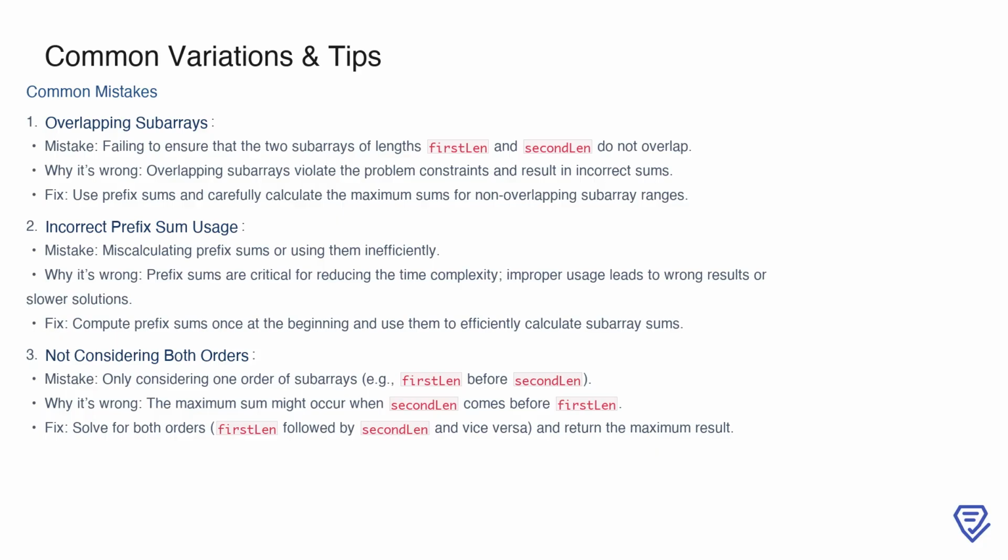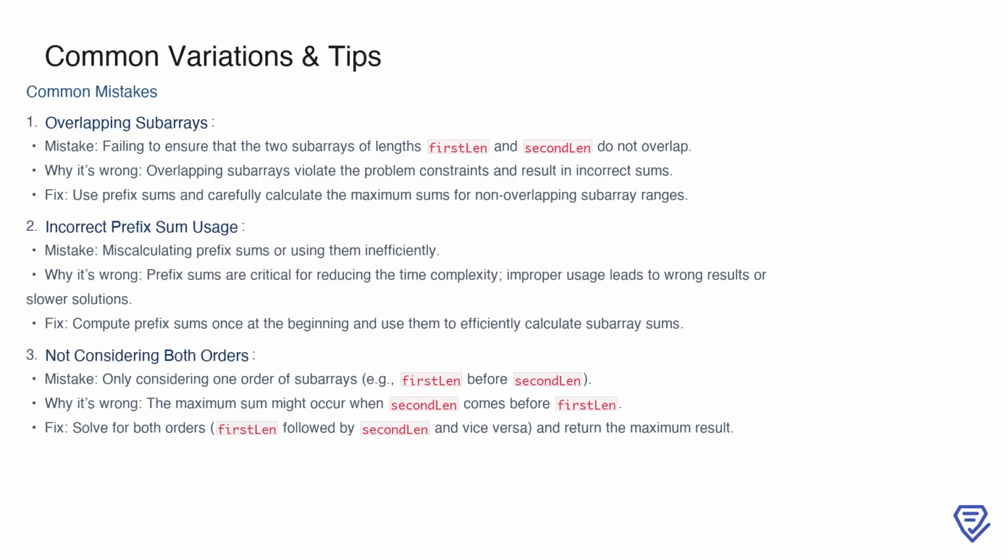One major issue is allowing the two subarrays, first len and second len, to overlap. This violates the problem's requirements and leads to incorrect sums. To fix this, we need to use prefix sums strategically, ensuring we calculate the maximum sums for non-overlapping ranges.